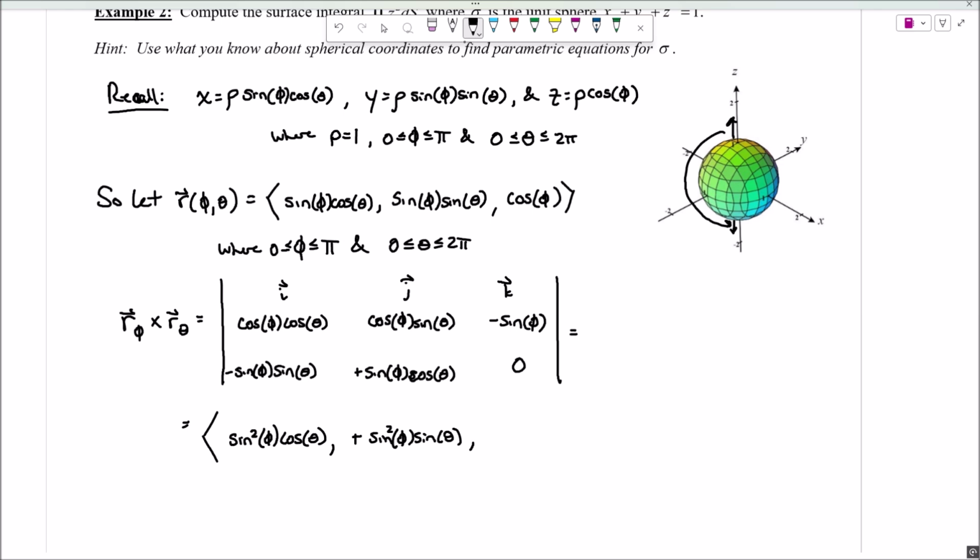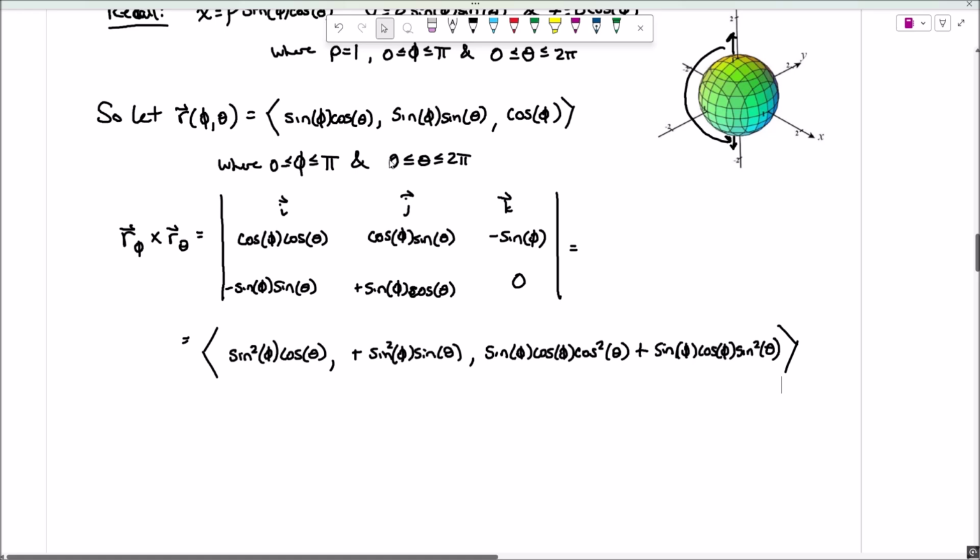And then finally, for the end, it looks like I'm going to have, oof, this looks messy. I have a sine phi, cosine phi, and then a cosine squared of theta, minus, and then over here, I'm going to get a sine, looks like this is going to end up being a plus because I'm subtracting a negative. So I have a sine phi, cosine phi, sine squared of theta.